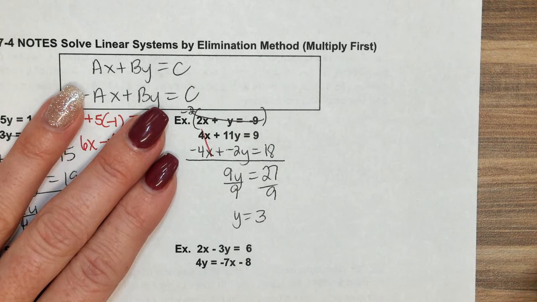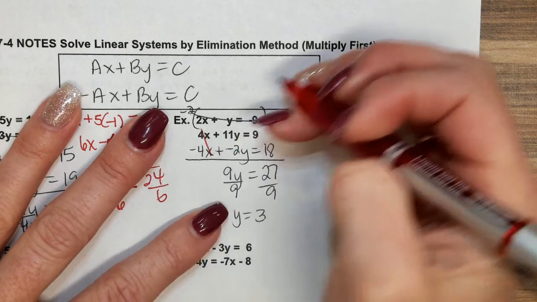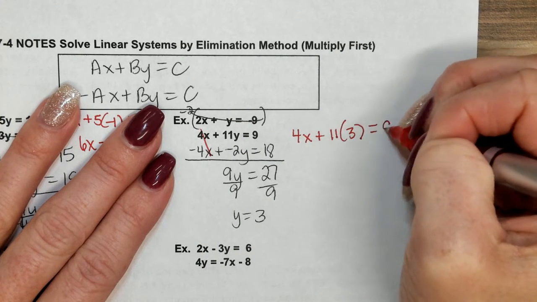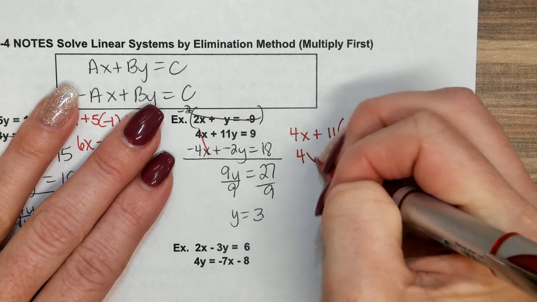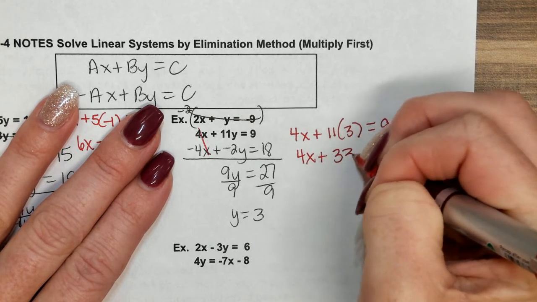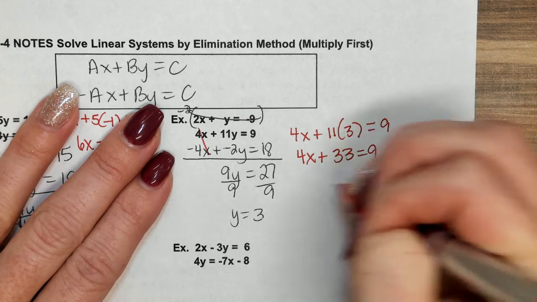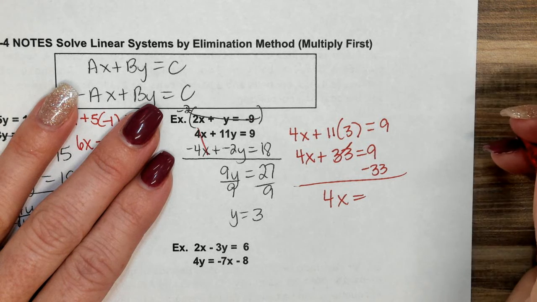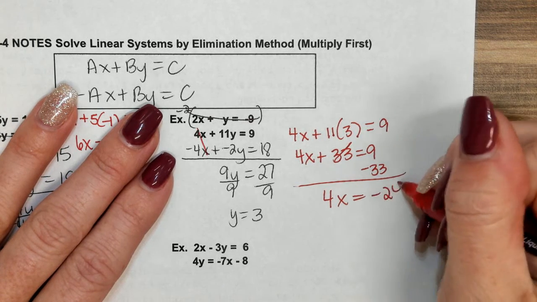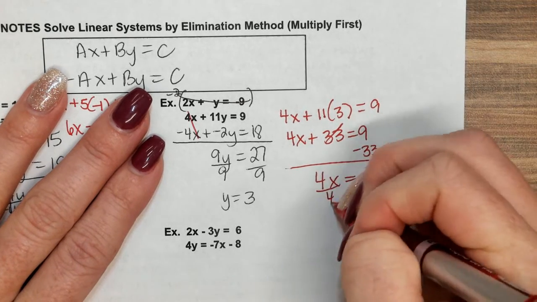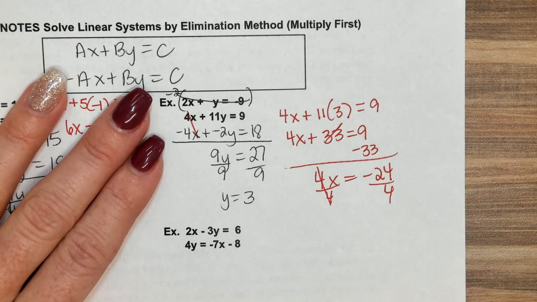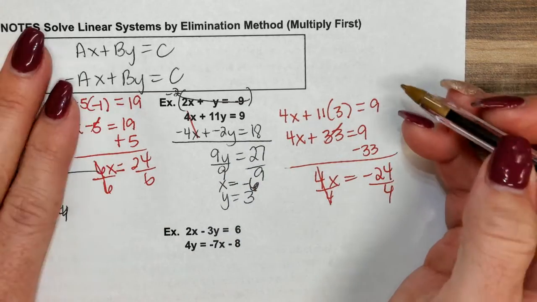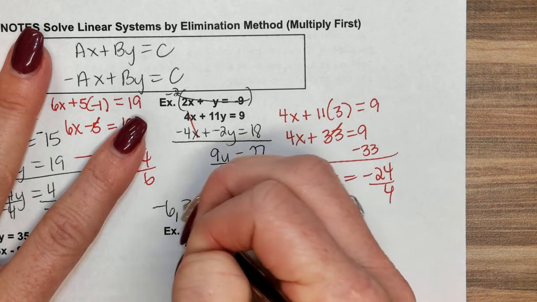Now I'm going to plug back in this 3 for that y. So I have 4x plus 11 times 3 is equal to 9. So 4x plus 11 times 3 is 33. And then I'm going to subtract 33. And I'm going to get 9 minus 33, which is negative 24, I believe. Then divide by 4. So the value of x is negative 6. So my answer is negative 6, comma 3.